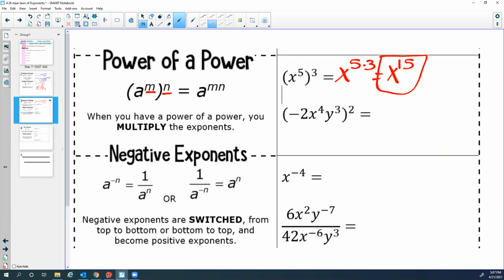Now on the second one here, I have a coefficient. What that means is that I'm going to have to do -2 to the second power. I'm going to put this in parentheses because when I put it in the calculator, I need to make sure I'm doing -2 squared, not just 2 squared. And then x^4 times 2 and y^3 times 2. -2 squared is 4, x^4 times 2 is x^8, y^3 times 2 is y^6.